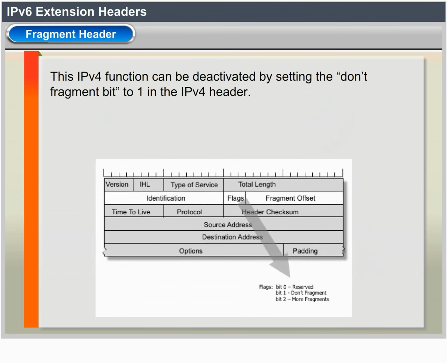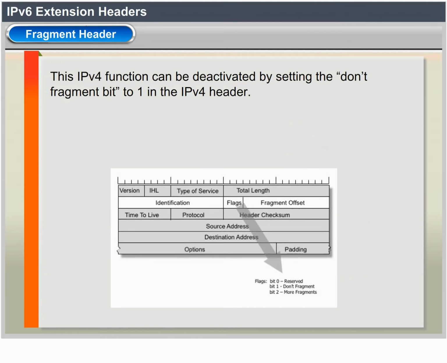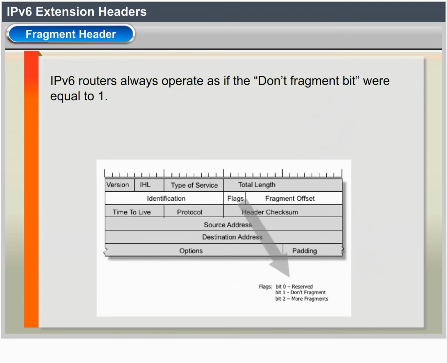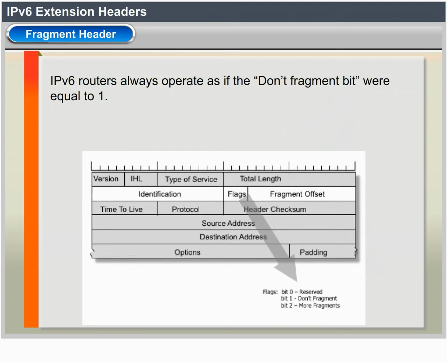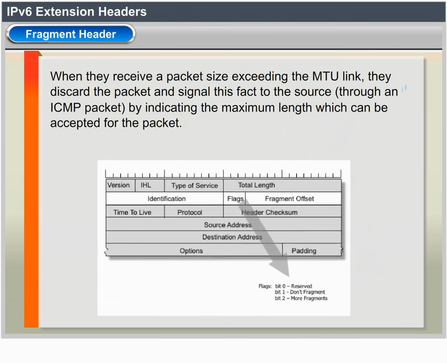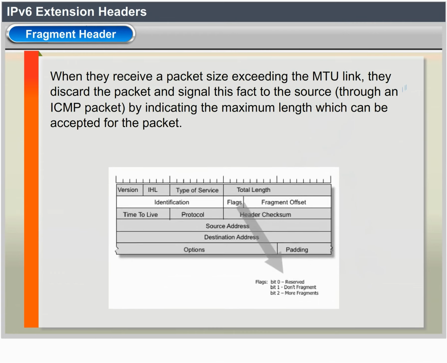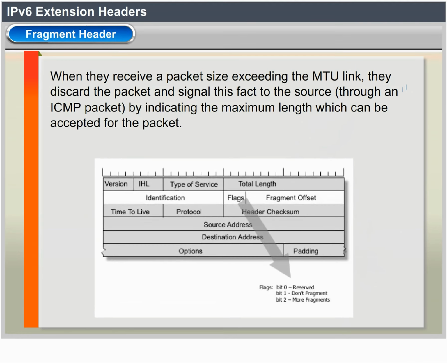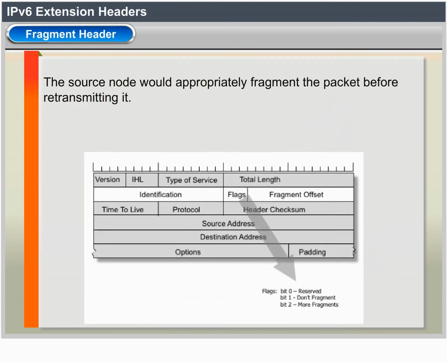The IPv4 function can be deactivated by setting the don't fragment bit to 1 in the IPv4 header. IPv6 routers can always operate as if the don't fragment bit were equal to 1. When they receive a packet whose size exceeds the MTU link, they discard the packet and signal this fact to the source through an ICMP packet by indicating what is the maximum length that can be accepted for the packet. The source node will appropriately fragment the packet before retransmitting it.